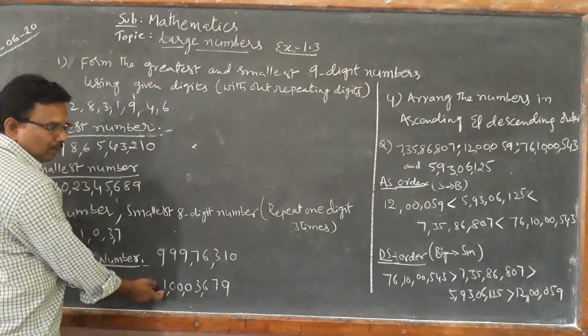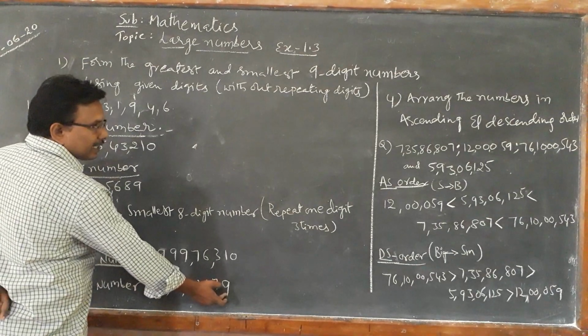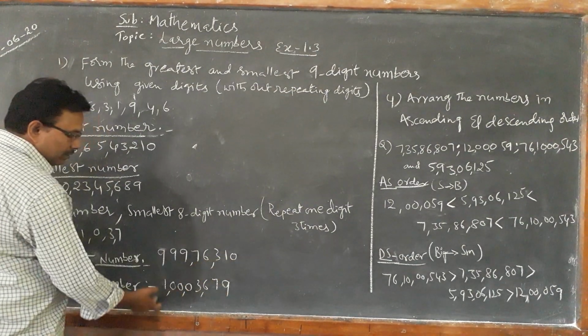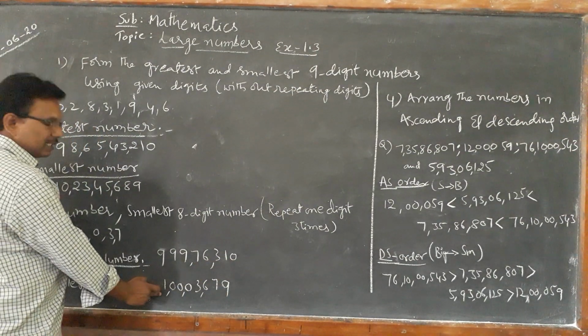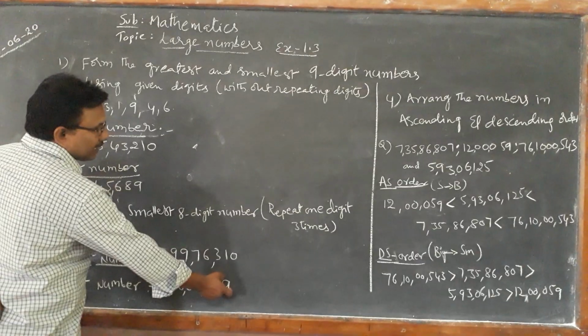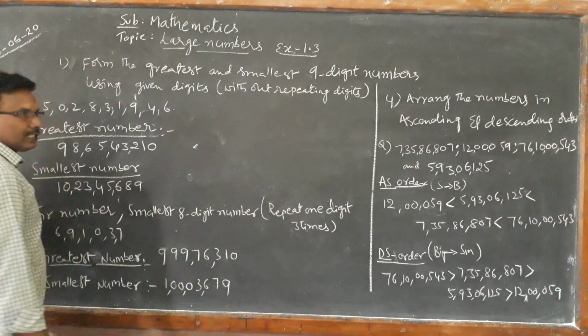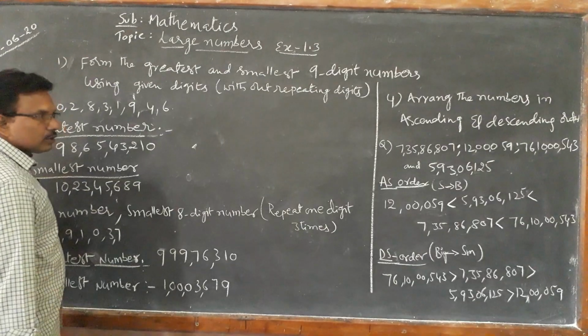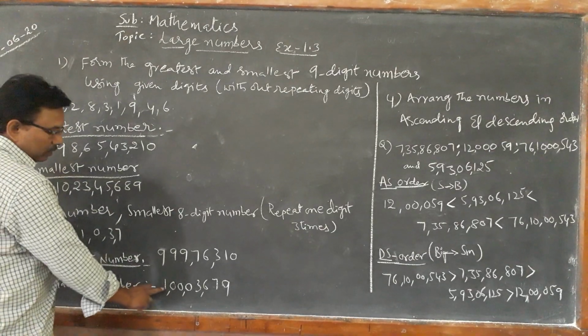Here the left side is smaller and the right side is greater. In such a way you should arrange: leftmost is a smaller digit, rightmost is a greater digit. Then only you get the smallest number. But don't start with 0. So start with 1.